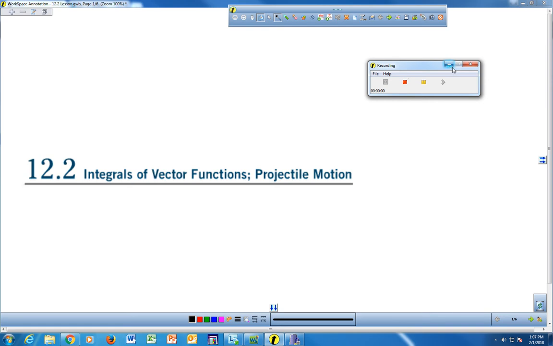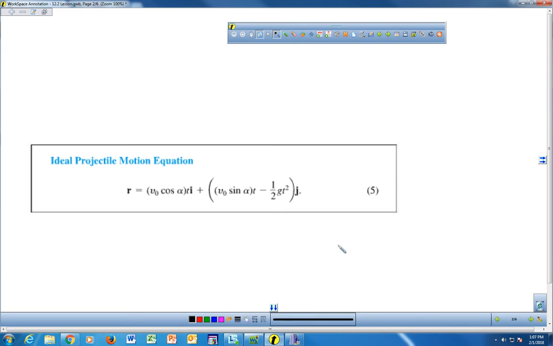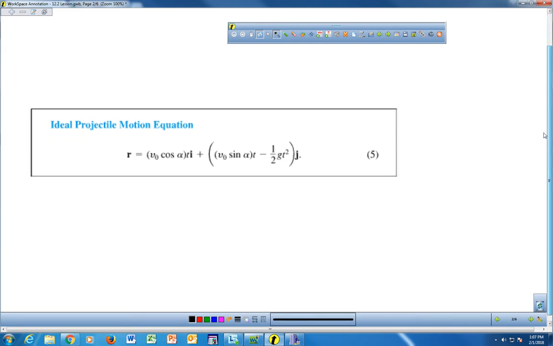In this video, we're going to focus on projectile motion of vectors. First of all, let's talk about the general formula for ideal projectile motion and what it means.